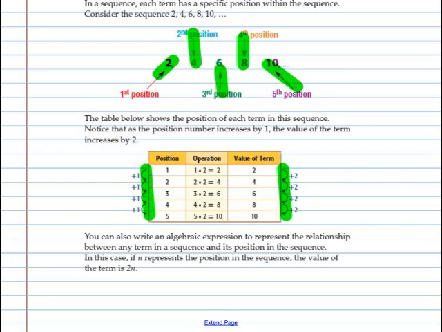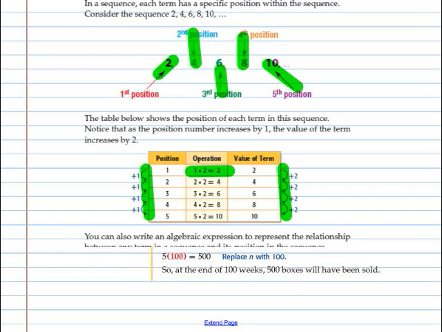You can also write an algebraic expression to represent the relationship between the term in a sequence and its position in the sequence. So what we're doing is we're going horizontally now. In this case, if n represents the position in the sequence, we can simply take that position and multiply it by 2. This would be the algebraic expression that would describe this pattern. You can see here that 2 is the coefficient of n, which we know means 2 times n.